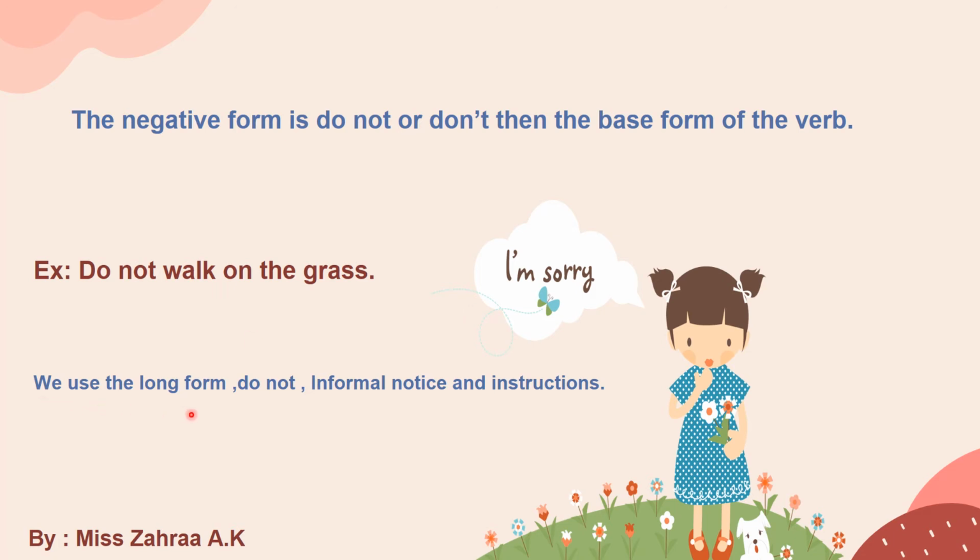We use the long form do not in formal notice and instructions. So we use the long form، نستخدم الشكل المطول وهو do not instead of don't، بدل من don't بالاختصار in formal notice and instructions، يعني بالملاحظات بإعطاء الأوامر والملاحظات.